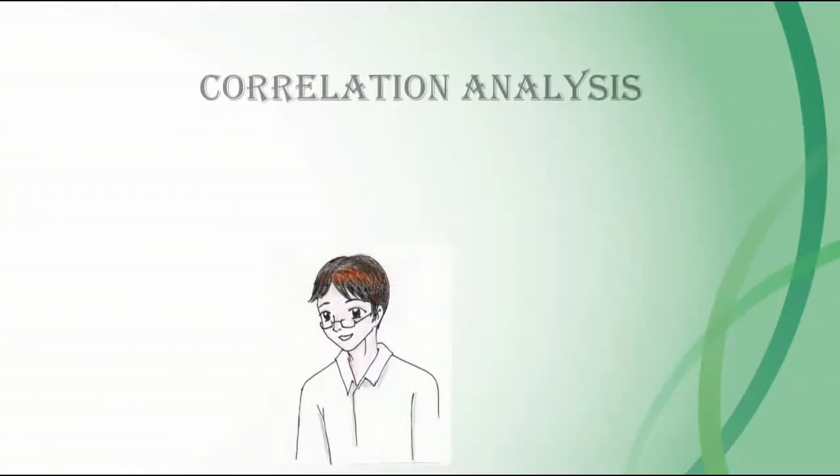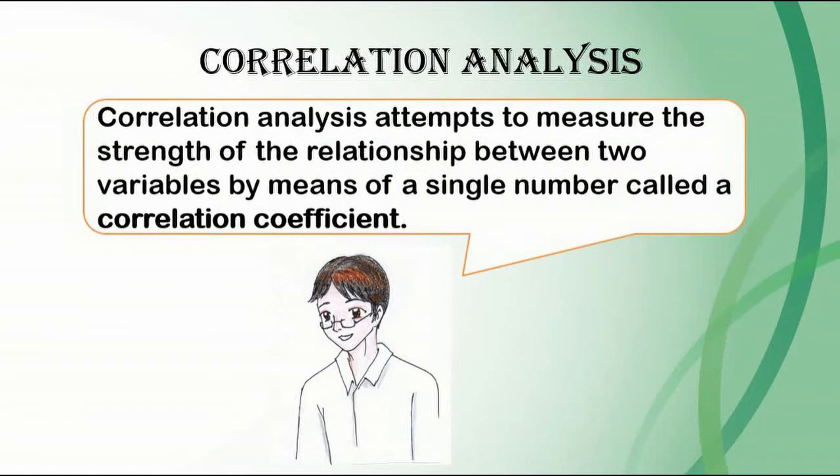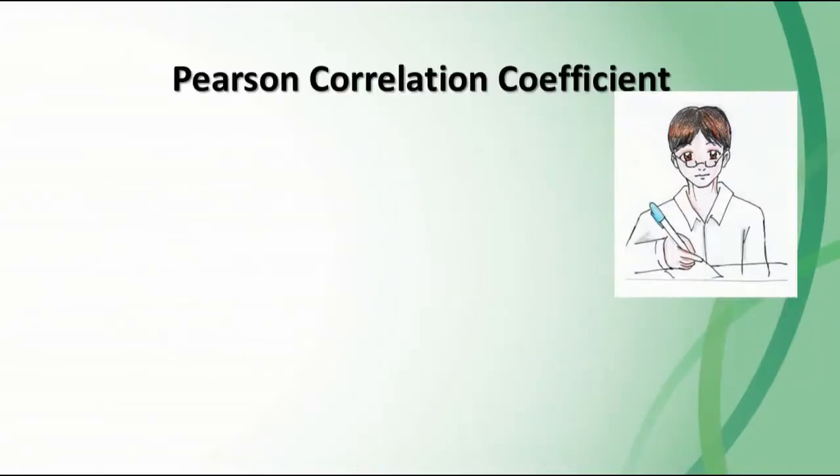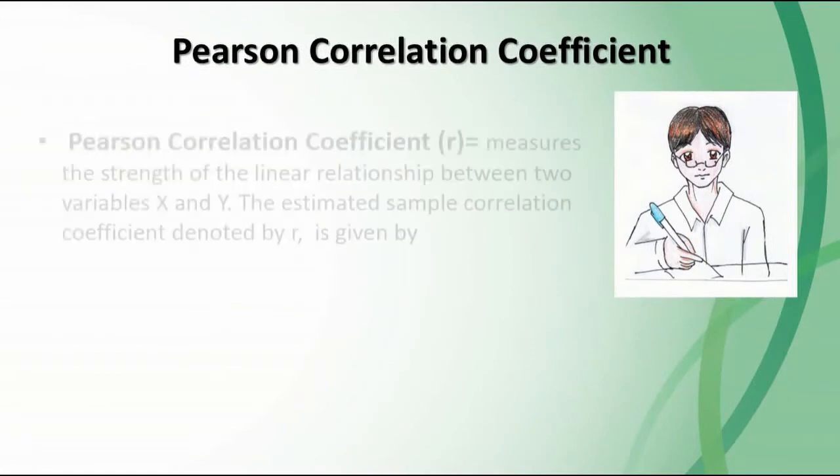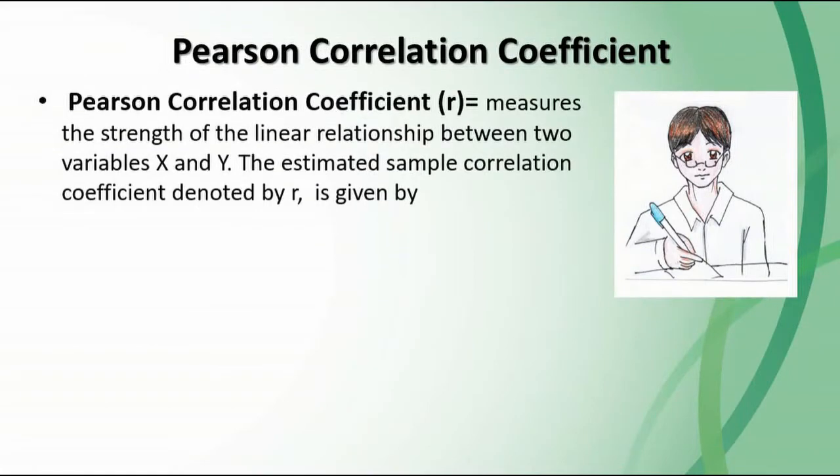Correlation analysis attempts to measure the strength of the relationship between two variables by means of a single number called a correlation coefficient. Pearson correlation coefficient measures the strength of the linear relationship between two variables x and y.